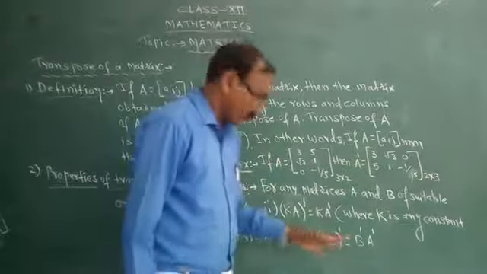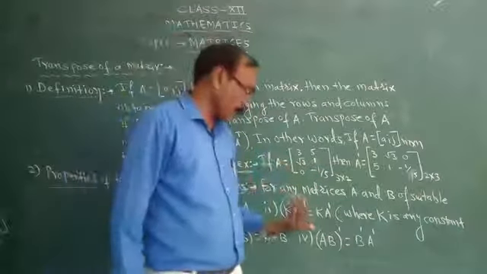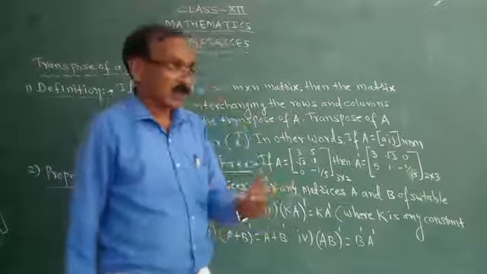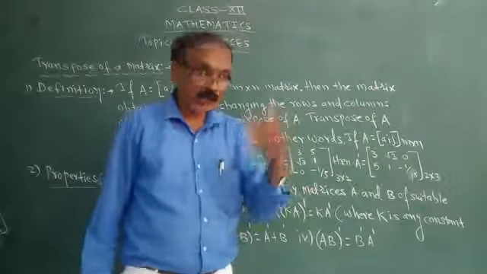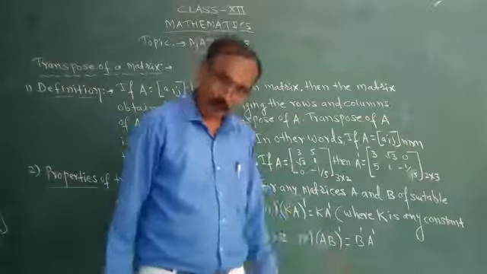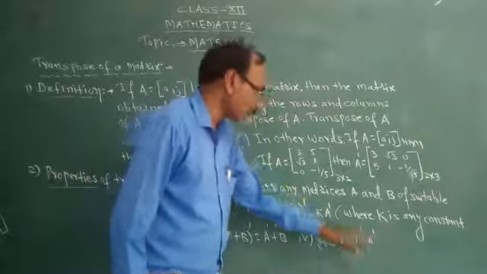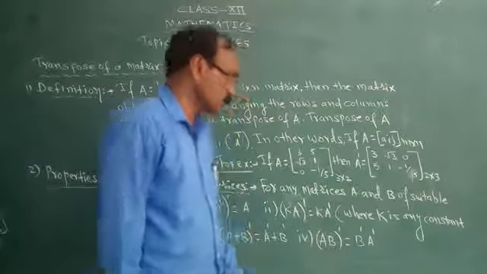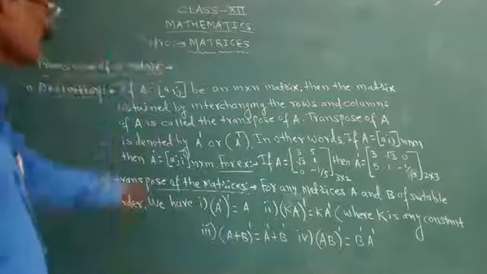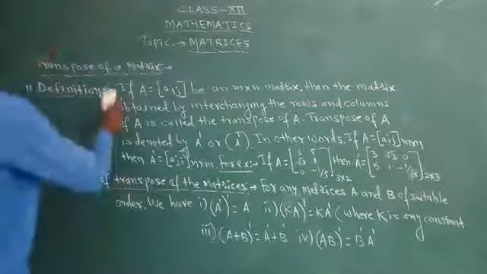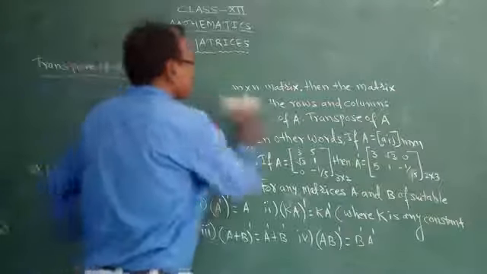So you remember this. Sometimes you are asked to verify this: two matrices A and B will be given, and you will be asked to verify that the transpose of A into B is equal to B transpose into A transpose. So remember this property. This is what we have about the transpose of the matrix. Now see some examples of this.